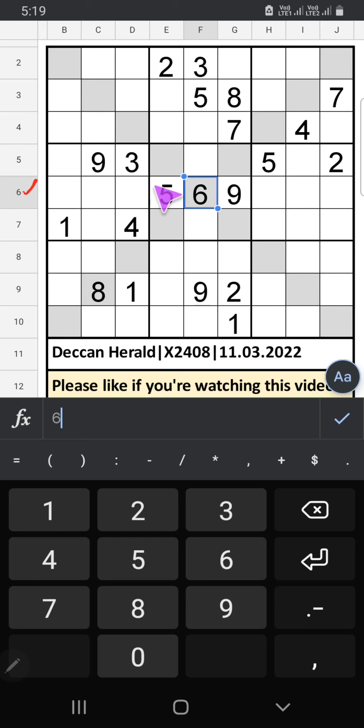Sixth row, we have 5 and 6. 5 and 6 can't come in these cells. It will come in any one of the cells. We will confirm later.